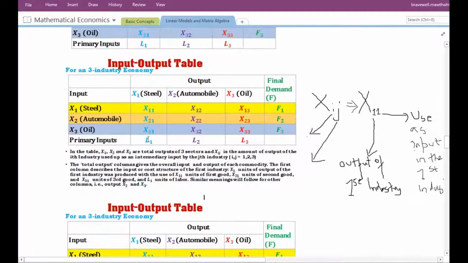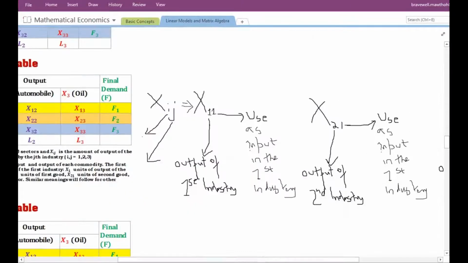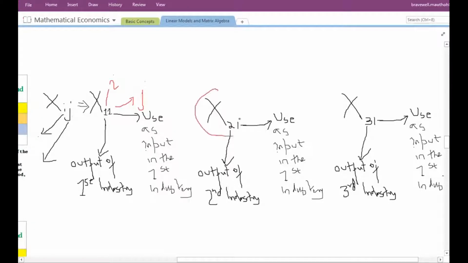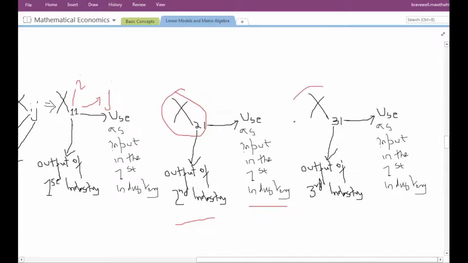So in the table, X1, X2 and X3 are total outputs of 3 sectors, that is steel, automobile and oil, and Xij is the amount of output of ith industry used up as intermediate input by the jth industry. So X11 implies that the output of the first industry is used as input in the first industry. Next, if we look at X21, this tells us that output of the second industry is used as input in the first industry. Similarly, X31 implies that output of the third industry is used as input in the first industry.